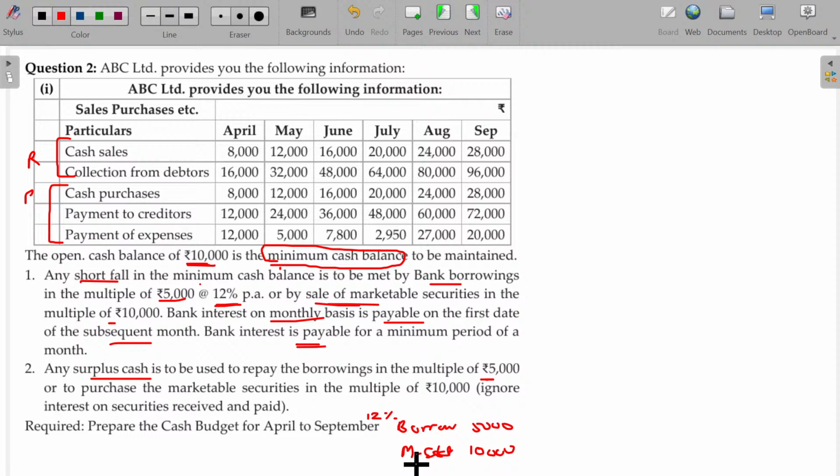Leaving that, the rest will be easy. Very simple. Let me solve this illustration so that you will be able to understand easily. The months are April, May, June, July, August, and September. Now, opening cash balance, receipts, payment.